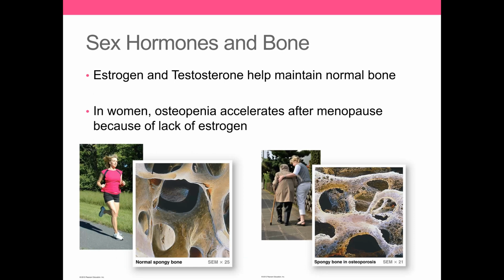So we mentioned before about the sex hormones in bone. We talked about how estrogen and testosterone help maintain normal bone. And one of the reasons that everyone has osteopenia as they age is because our release of sex hormones declines as we get older. Now in women, osteopenia will accelerate after menopause, because at menopause, women stop making estrogen. So once they stop making estrogen, osteopenia accelerates, and it's also why women have a higher risk for osteoporosis.